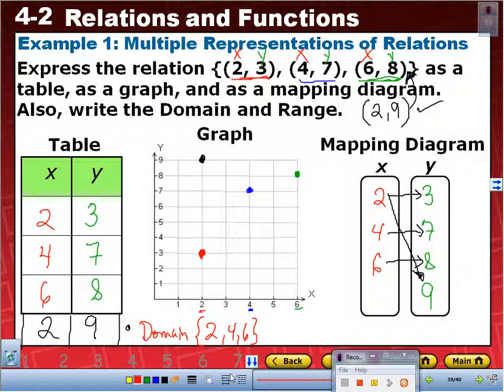What do you guys notice the domain is? All x values. Is that correct? However, without repeating. So you notice that I did not write a 2 times. Okay? The range. The range is all y values. So therefore my range is 3, 7, 8, 9. And once again, whenever you write your domain, which is all x values, or the range, all y values, make sure you don't write repeats.